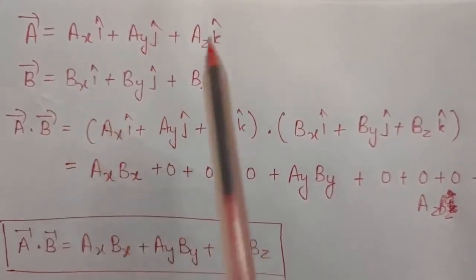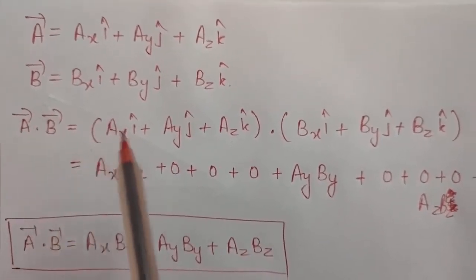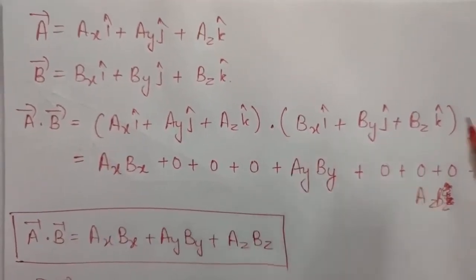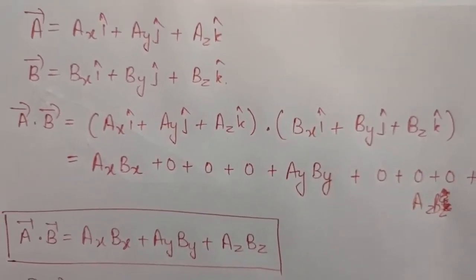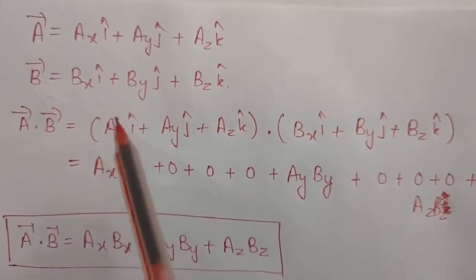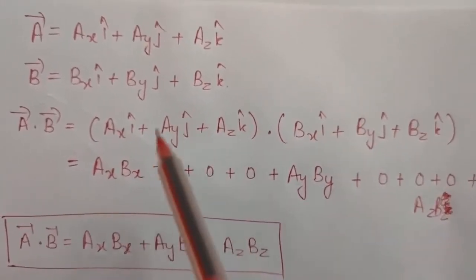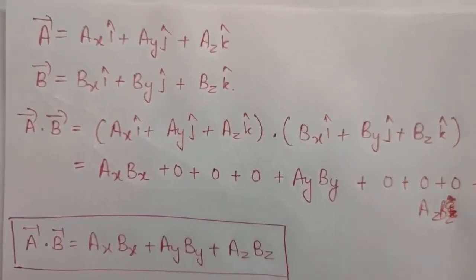So first of all, we'll put the values of A and B. This is A, dot, this is your B. Now how to solve this? First of all, we'll simply do as we do in bracket multiplication. First this is multiplied by all three, then this will be multiplied by all three, and then this will be multiplied by all three. So similarly, we'll be doing here.